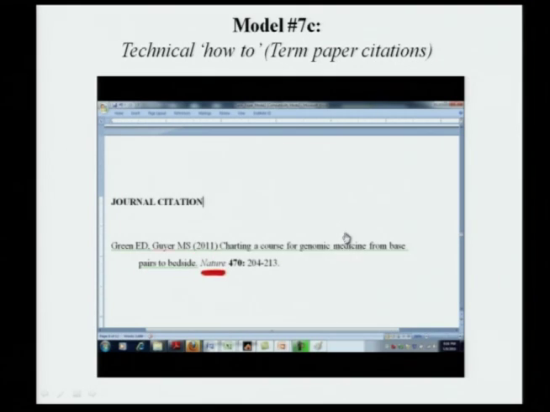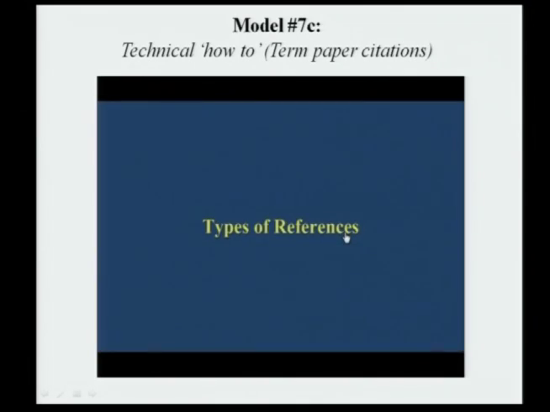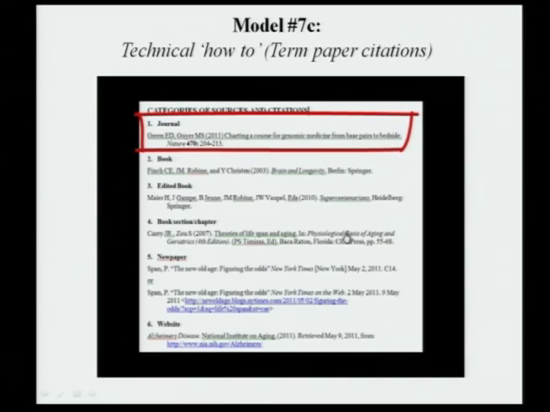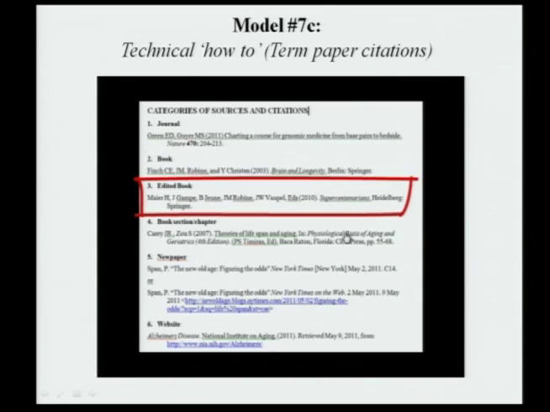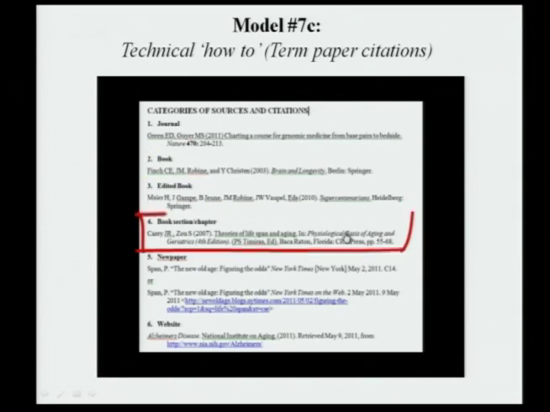Journal article title, the journal, the volume, and the page numbers. There are many types of references, the most common of which include the journal, the book, the edited book, a book section or chapter. Okay, you get the idea.